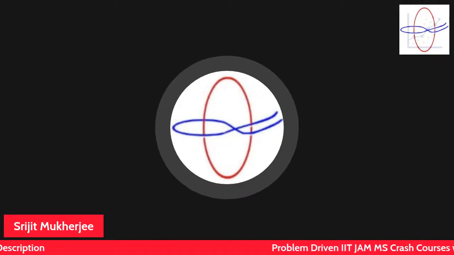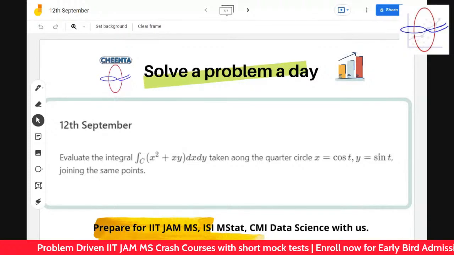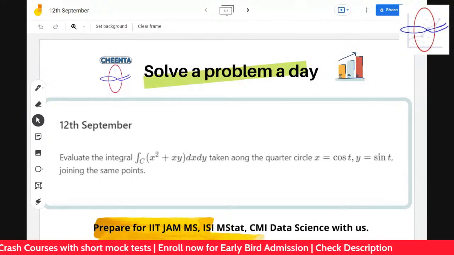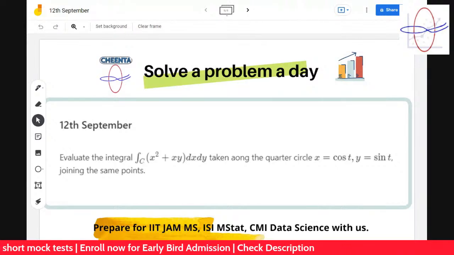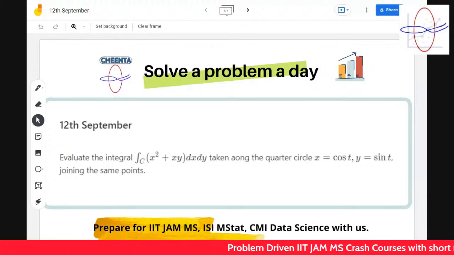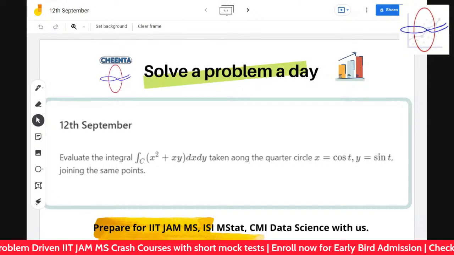Today, it's the 12th September's problem. This was a problem given by our student, and it's a very important problem. The ideas I will discuss here are really important for line integrals, and we'll see how we can approach this problem with the ideas of line integral. We'll also prove the line integral idea, which is the crux of the solution to this problem. So let's get started.